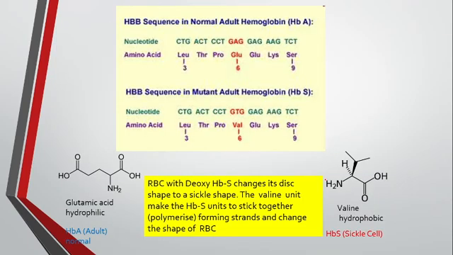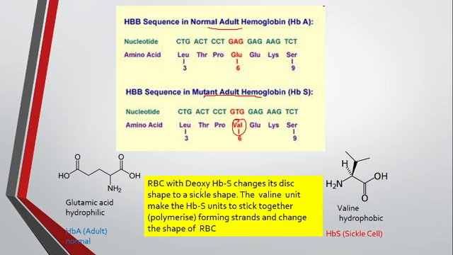What happened is, here this is the structure of what? The normal adult hemoglobin, this is HbA. Here the amino acid sequence contains leucine, threonine, and this is the glutamic acid. This glutamic acid changes to what? Valine. You can see here, this is the HBB sequence in the mutant adult hemoglobin. This glutamic acid gets changed to valine, and due to that change, the shape of the RBC is going to change. It looks like a sickle. That's why this is called the sickle cell.